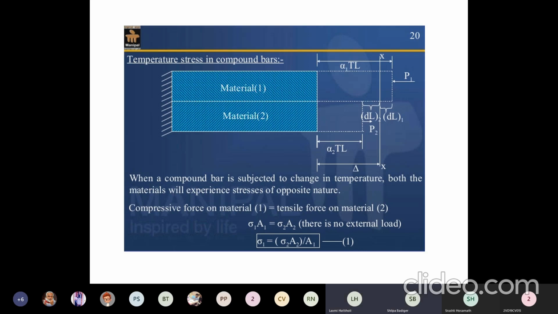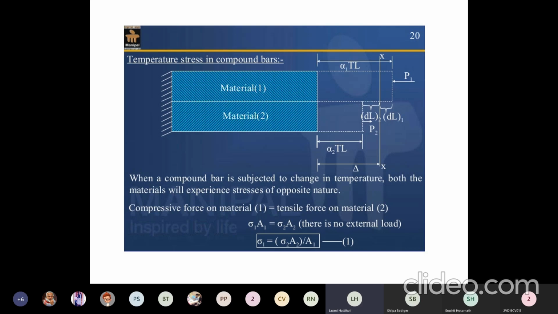Compressive force, very correct. So that is why in material 1 you can observe P1, I have applied it as a compressive force. Now similarly, apply the same procedure for material 2. Now for material 2, where is your alpha 2 TL? Just observe this. It is a very short amount, right? Alpha 2 TL is here.